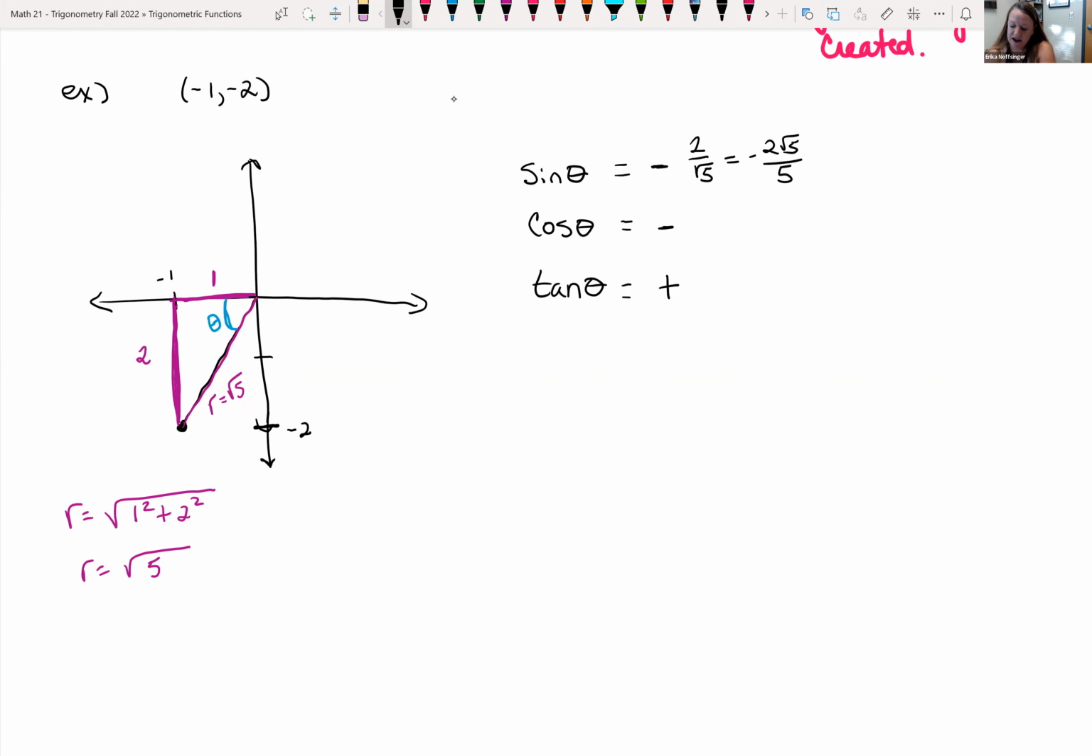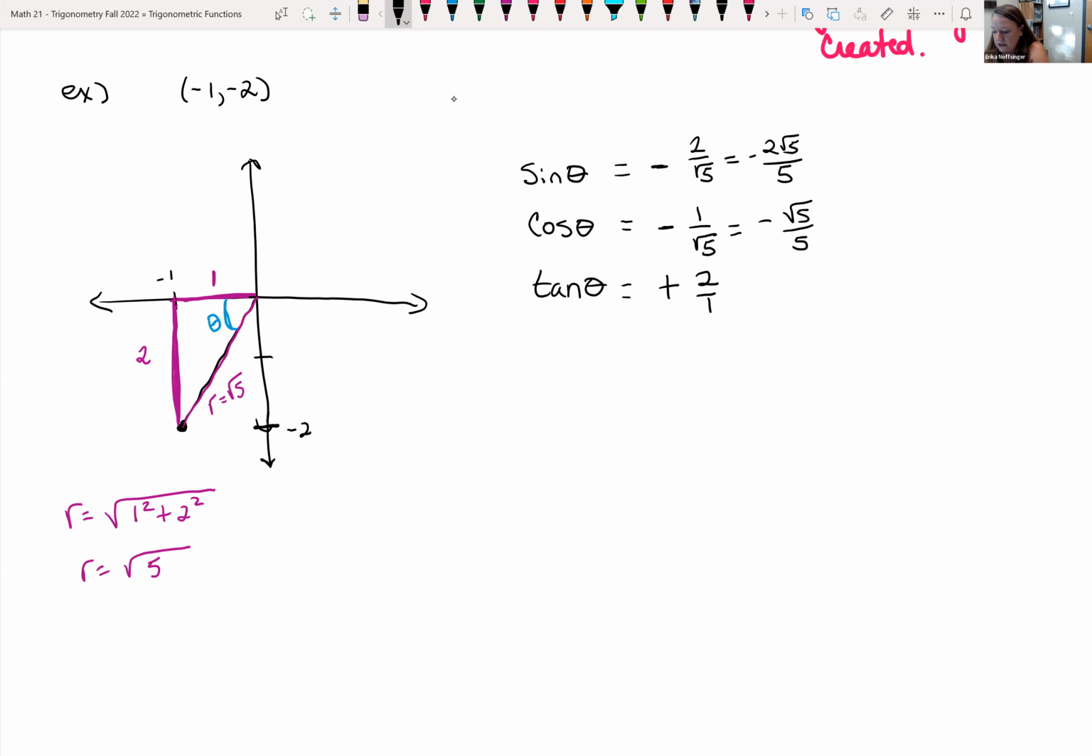Cosine theta, that's adjacent over hypotenuse. So this is -1 over √5. Rationalizing the denominator, multiplying numerator and denominator by √5, we get -√5 over 5. Tangent theta, opposite over adjacent. So opposite is 2 over adjacent, which is 1. So we get 2 over 1, or just 2.